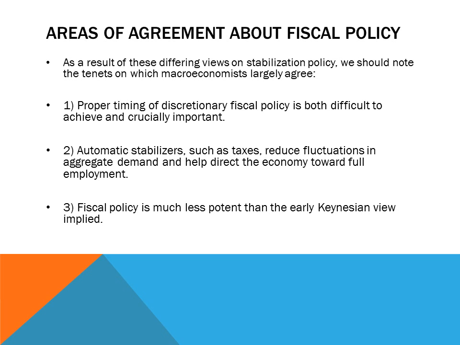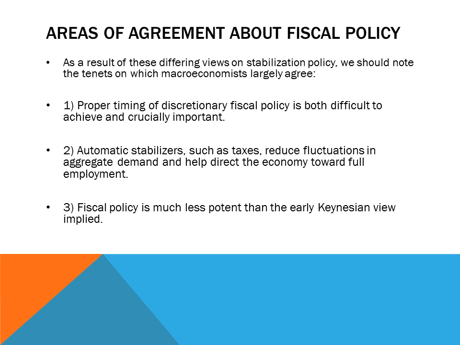Even though we have some areas of disagreement in terms of fiscal policy between the Keynesian economists and a neoclassical economist, there are three main areas of agreement about fiscal policy. So we should note the tenets on which these macroeconomists largely agree. First, the proper timing of discretionary fiscal policy is both difficult to achieve and crucially important, because many of the decisions regarding fiscal policy are made in the political arena. They cannot quickly respond to the economic needs of the market.